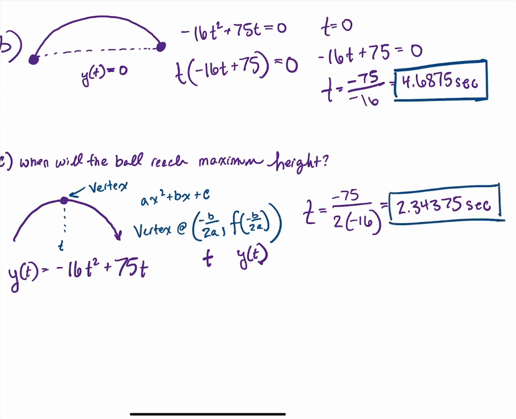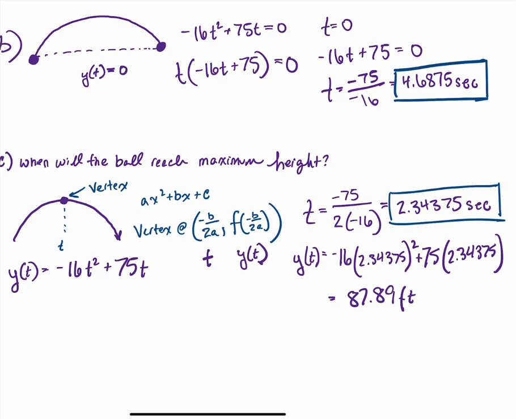And then it also wanted the maximum height that it would reach. So we'll get that just by plugging this t value into our equation. So it would be negative 16t squared, so 2.34375 squared, plus 75t, so plus 75 times the same value, 2.34375. Plug all that in, and you should get 87.89 feet. That will be the height that it reaches.